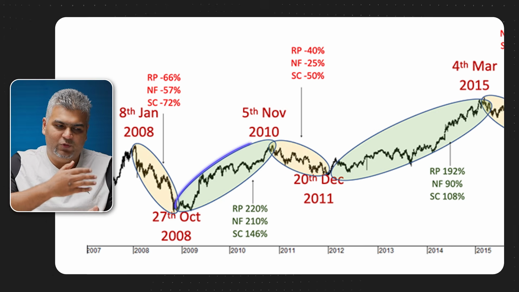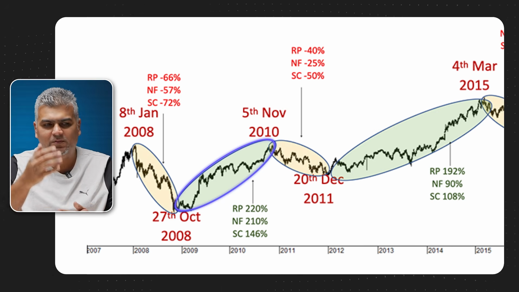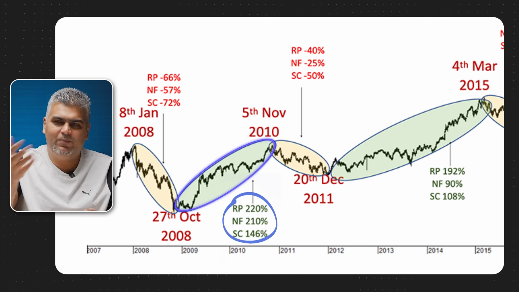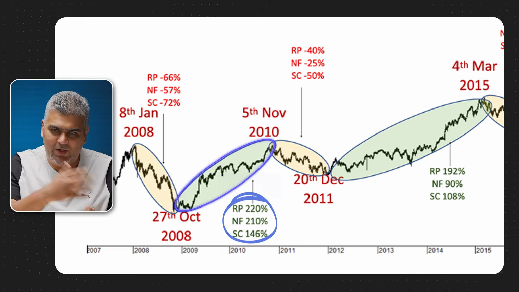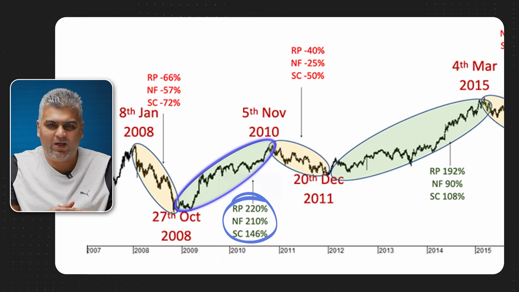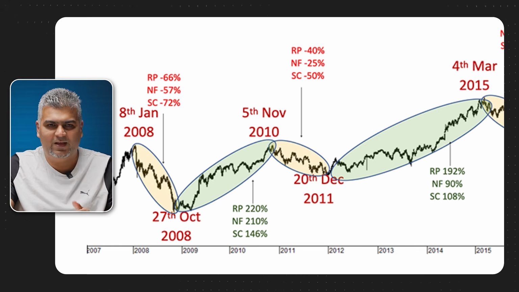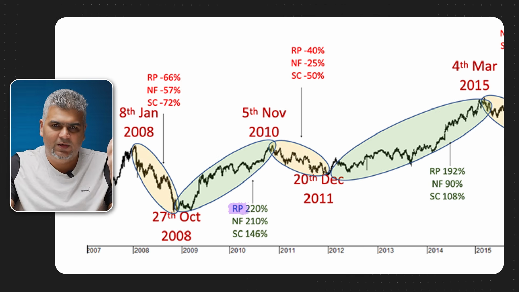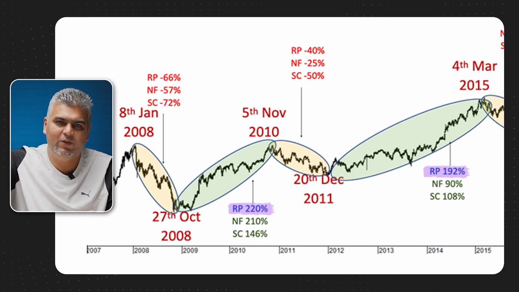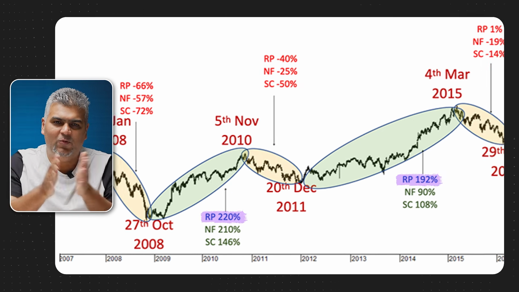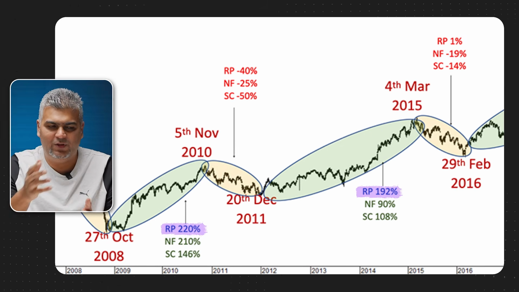Now the next part, you saw a full recovery from the bottoms. The Nifty went up 210%. The random portfolio was almost similar at 220%. The small cap index was up 150%. Now, as we look through all the cycles, what do we notice is the random portfolio outperformance is huge on the way up, and it is almost very similar to the index on the way down.